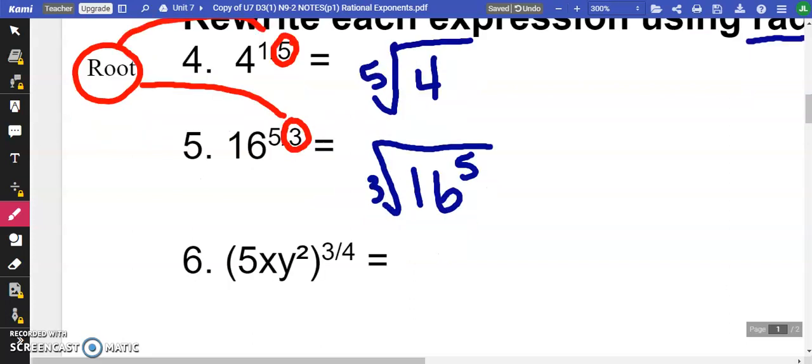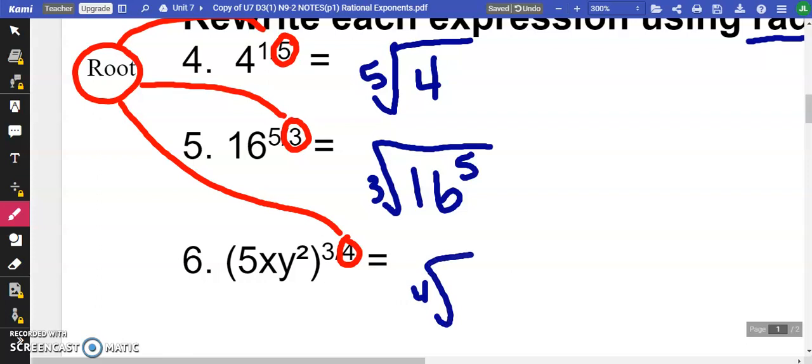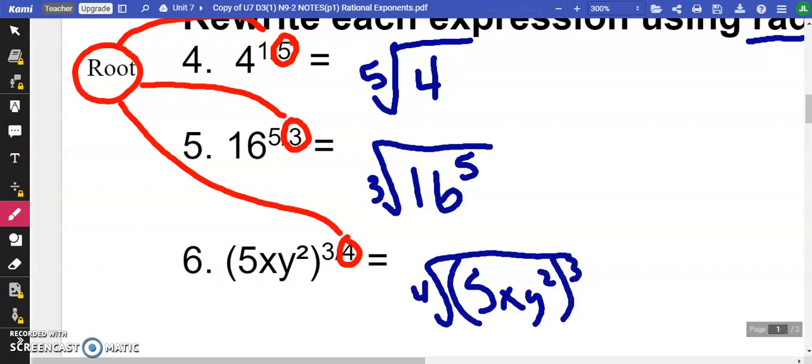And then once again on number 6, the 4 is the denominator, so that's my root. So I should see a fourth root of 5xy squared to the power of 3.